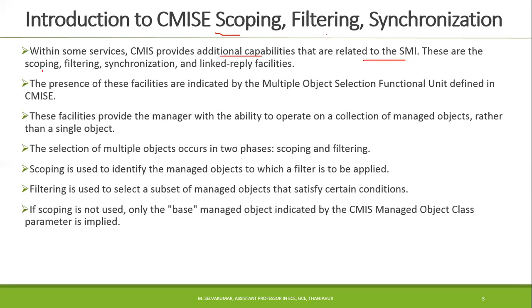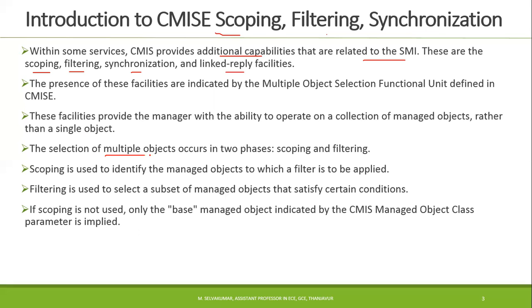These additional capabilities are scoping, filtering, synchronization, and linked reply facilities. The presence of these facilities is indicated by the multiple object selection functional unit defined in CMISE. These facilities give the manager the ability to operate on a collection of managed objects rather than a single object, and to collect managed object responses or information from the remote systems.